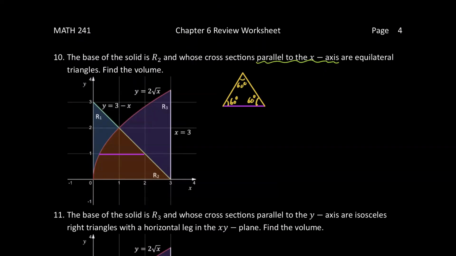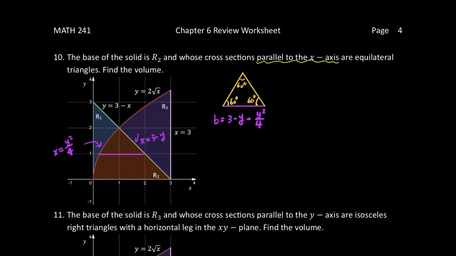And what's that length? So remember, we gotta do it in terms of y. This side is 3 minus y, and this side is y squared over 4. So the length here is function to the right minus function to the left.